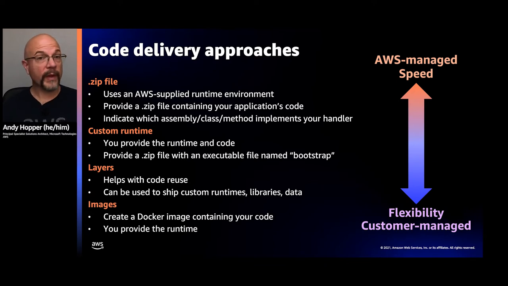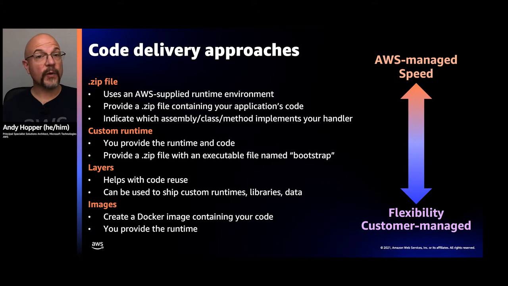However, while I would never understand why someone would want to run any other runtime other than .NET and C#, if you do need to provide a custom runtime, you can deliver that as a zip file as well. In that case, you're packaging up all the code necessary to run your application's code, and then you'll provide an image that's got a special file called Bootstrap. This is what gives Lambda a mechanism to actually start up your runtime and execute your code.